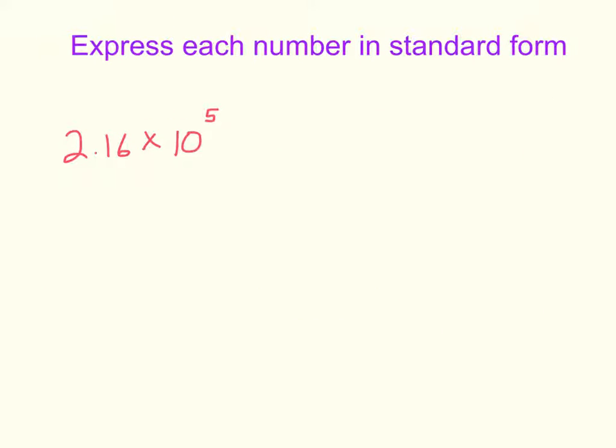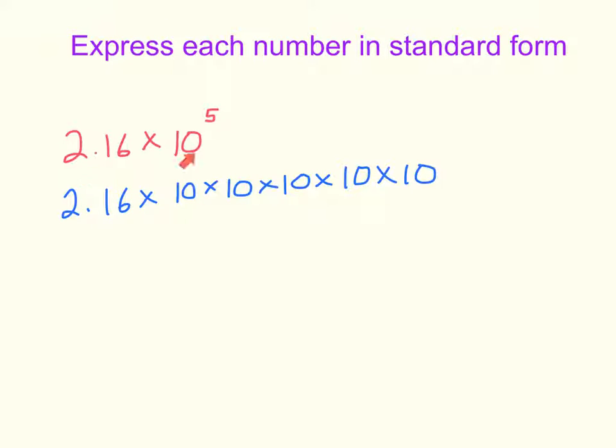In today's assignment, you're going to be asked to express numbers in standard form. So here we have a number that's written in scientific notation. The first number is 1 or greater, but less than 10. And then we have a power of 10. So let's first look at what this problem actually means. So we have 2.16 times 10 to the fifth power. So if we have 2.16 times 10 to the fifth power, this is what this problem actually looks like.